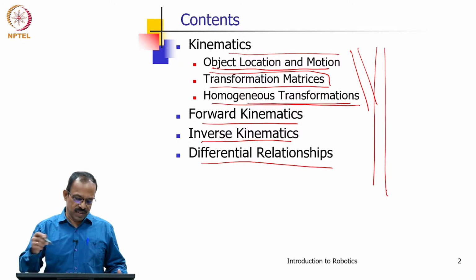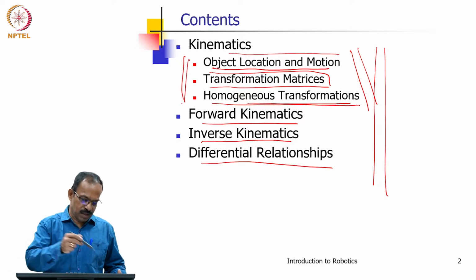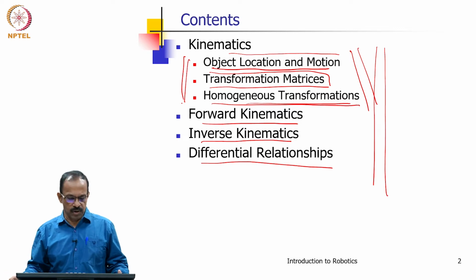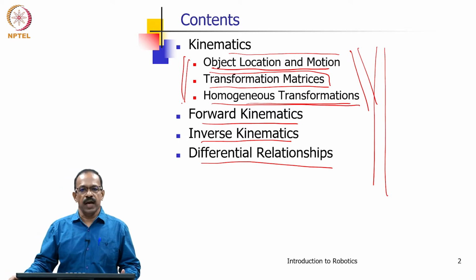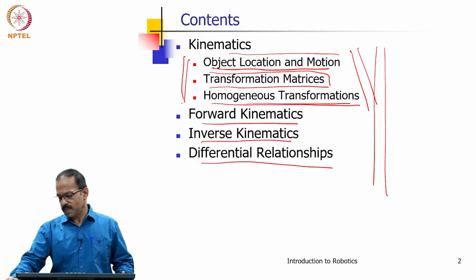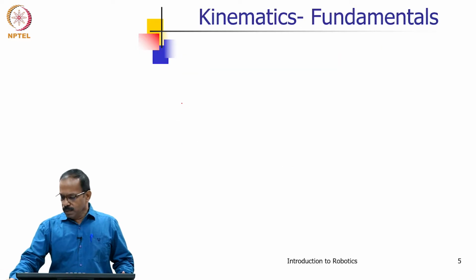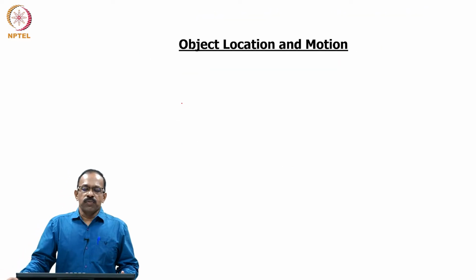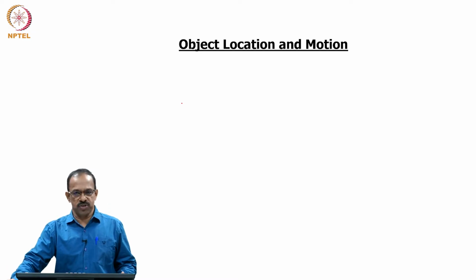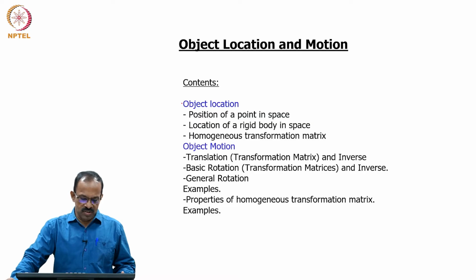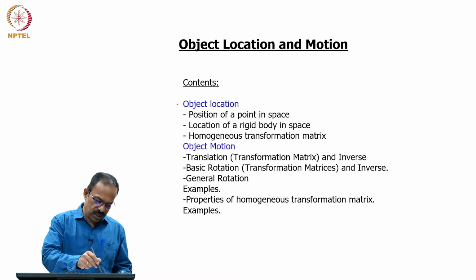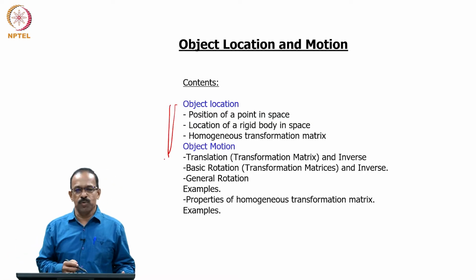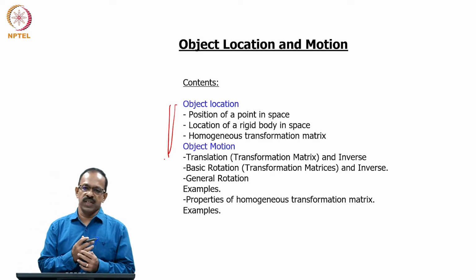So, first we will start with the basic relationships of object location and motion. If you look at object location and motion as the first topic, there are a few things we need to understand before we talk about the motion of an object in 3D space.